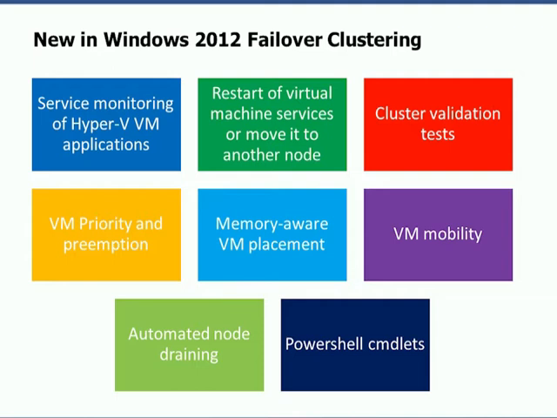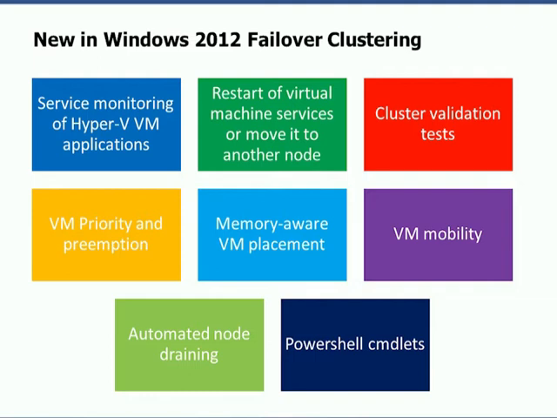There are cluster validation tests. Virtual machine priority and preemption are also available. These are all things I'll be demonstrating for you later in this lesson. And finally, additional features are memory-aware virtual machine placement. That means that a virtual machine won't be placed on a host that has, let's say, a limited amount of memory available. There's virtual machine mobility, which has to do with live migration and the storage migration features of Windows Server 2012.